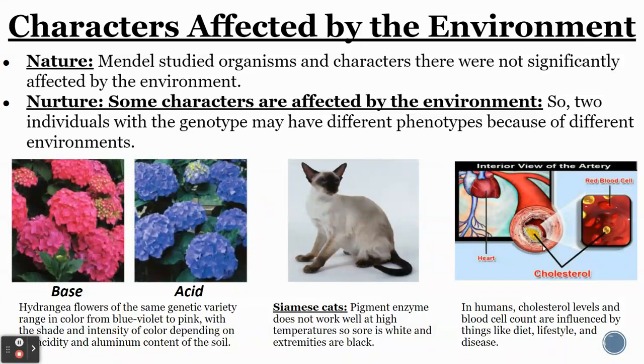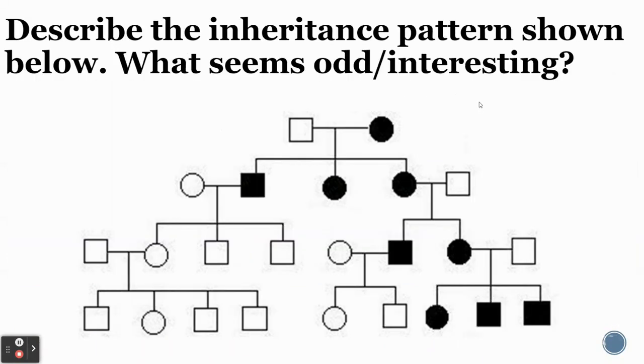And then in humans, cholesterol levels, yes, they're affected by genes. Your genetics play a role, but also your diet and lifestyle affect that as well, along with certain diseases that you might have. So this is just the idea that there is a nature component, a genetic component, but there's a nurture component as well. Those characters are affected by the environment. Even though you have genes that code for a certain thing, you might turn out looking a little bit different because of the environmental influence.